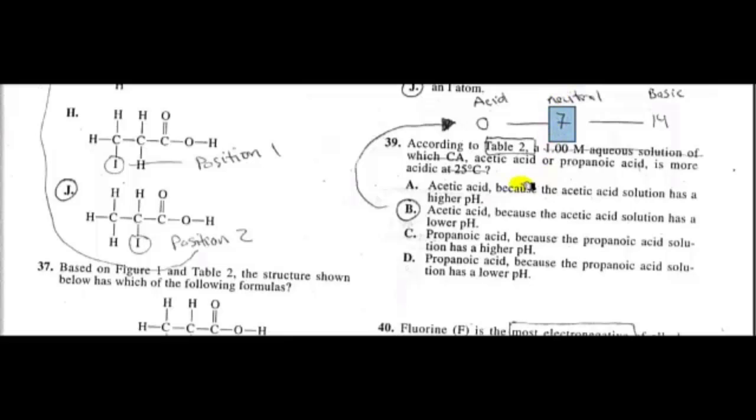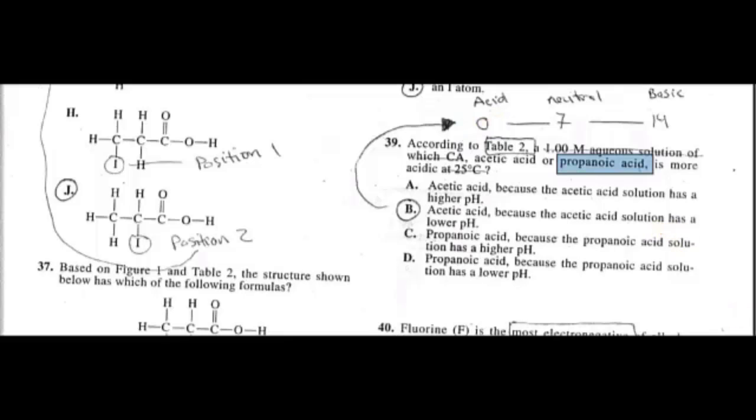What we need to do now is run into table 2 and look at acetic acid and look at the number, put it in our little scale here to see where it falls on the acidic scale, and then find propanic acid, throw it into the scale here, and see which one is closer towards 0, because remember 0 is the most acidic.